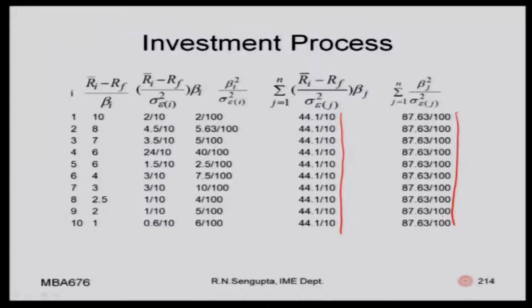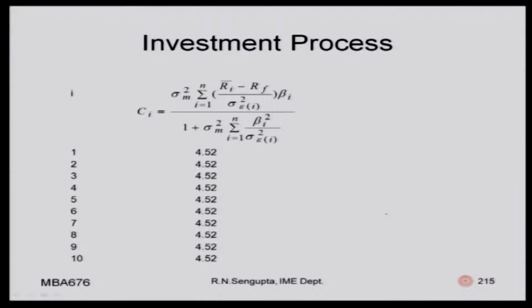But here now you will include the whole set, because all of the stocks have to be included either in the positive or the negative sense. So, once you find out the values of excess returns multiplied by beta divided by the variance of the white noise, the values come out to be constant, because n is fixed here, which is about 44.1 divided by 10, and the values of beta square j divided by the variance of the white noise comes out to be 87.63 divided by 100. So, once you find out Ci, again remember the summation is for the whole set.